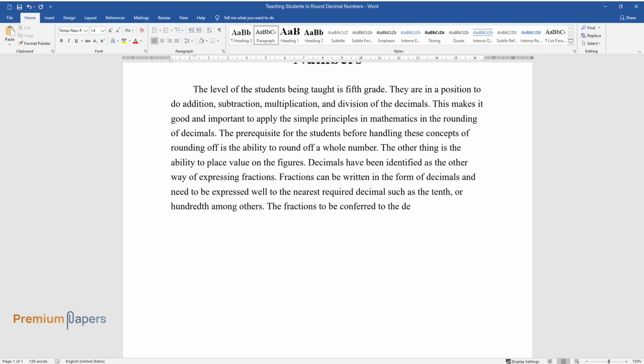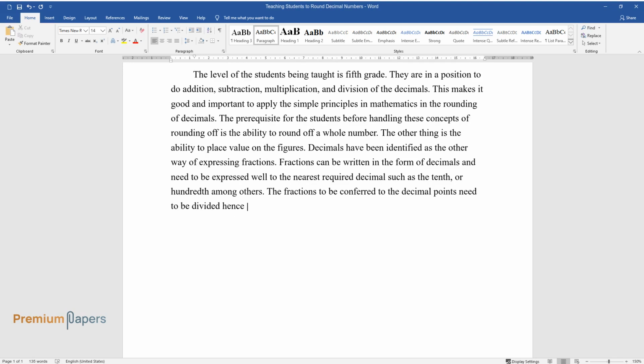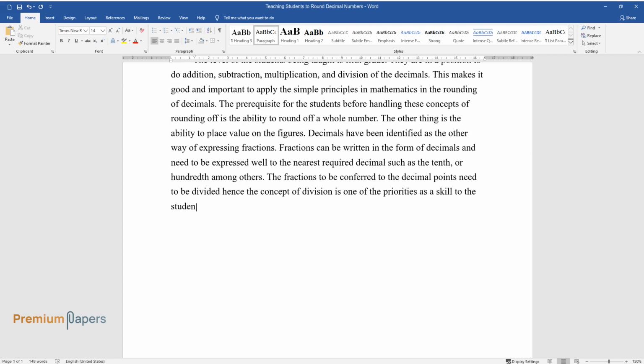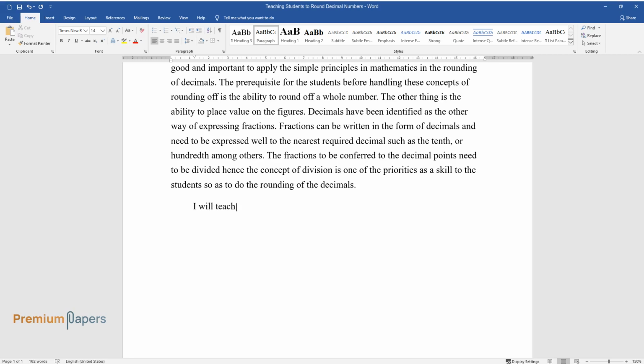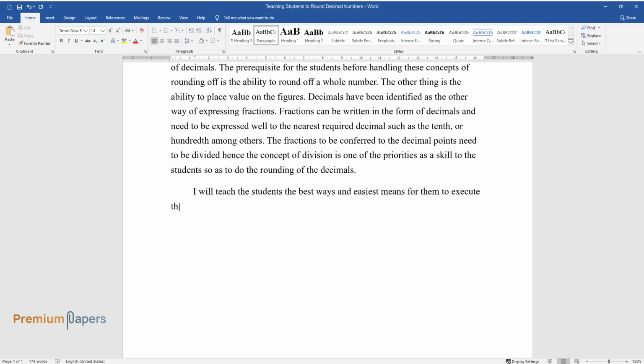The fractions to be converted to decimal points need to be divided, hence the concept of division is one of the priorities as a skill for the students so as to do the rounding of the decimals. I will teach the students the best ways and easiest means for them to execute the concepts of the rounding of decimals to the nearest 10th.